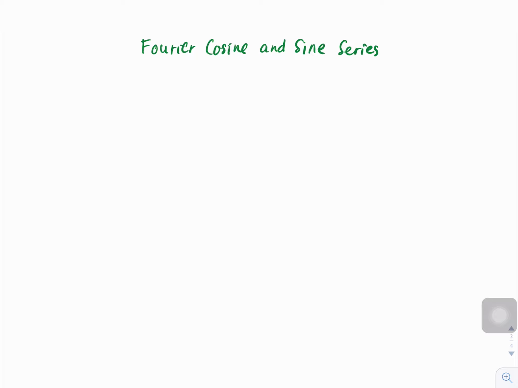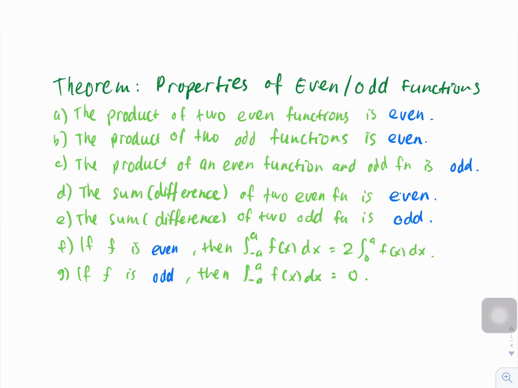Hello, in this video, I would like to talk about Fourier cosine and sine series. But before we proceed, we must know this theorem, which is the properties of even and odd functions. There are 7 properties that you have to know. And number one is the product of two even functions, and we will get an even.